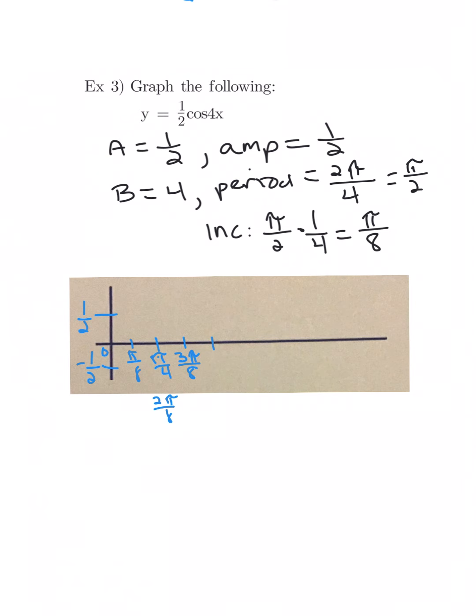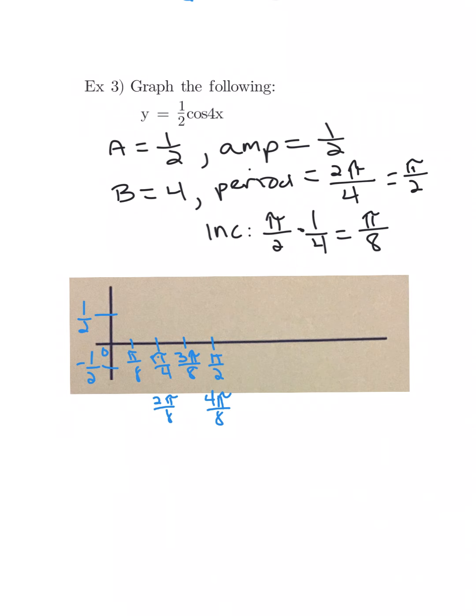3 pi over 8 plus pi over 8 gives me 4 pi over 8, which simplifies to be pi over 2. Have we got 5 marks? Yes. Did we end at the correct period length of pi over 2? Yes. So now we're ready to put our graph into place. Check which function it is.